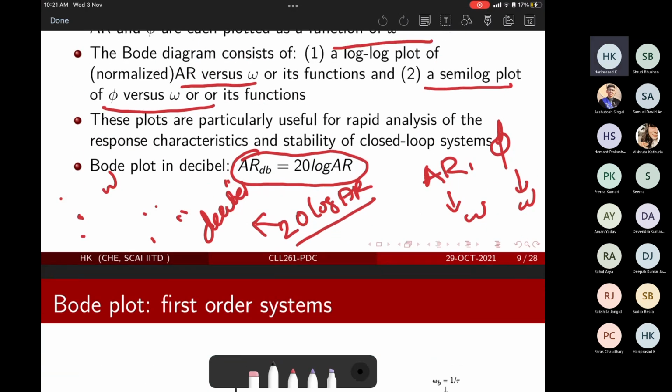Okay, so the Bode plot, as I told, is a plot of amplitude ratio versus frequency and phase angle versus frequency. Eventually these are all designers, control practitioners, so they would also use some non-standard units which are very convenient to them. For instance, one of them is the decibel. 20 log AR is the decibel. That is, amplitude ratio in decibel. Why are we doing it? That is the practice.